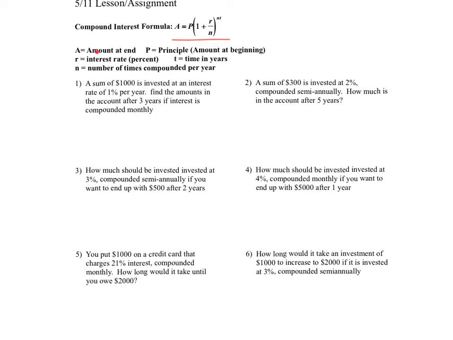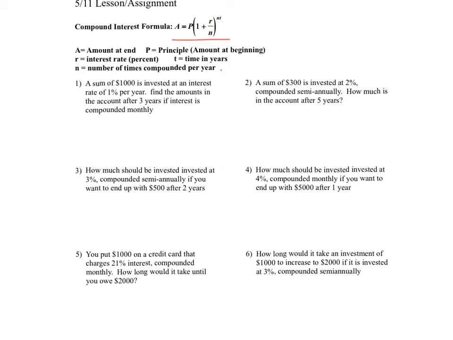It says A, which is the amount you have at the end, equals P, which is the amount at the beginning that you either borrow or invest. And then we have 1 plus R, where R is the interest rate. That's got to be a percent. N is the number of times compounded per year.